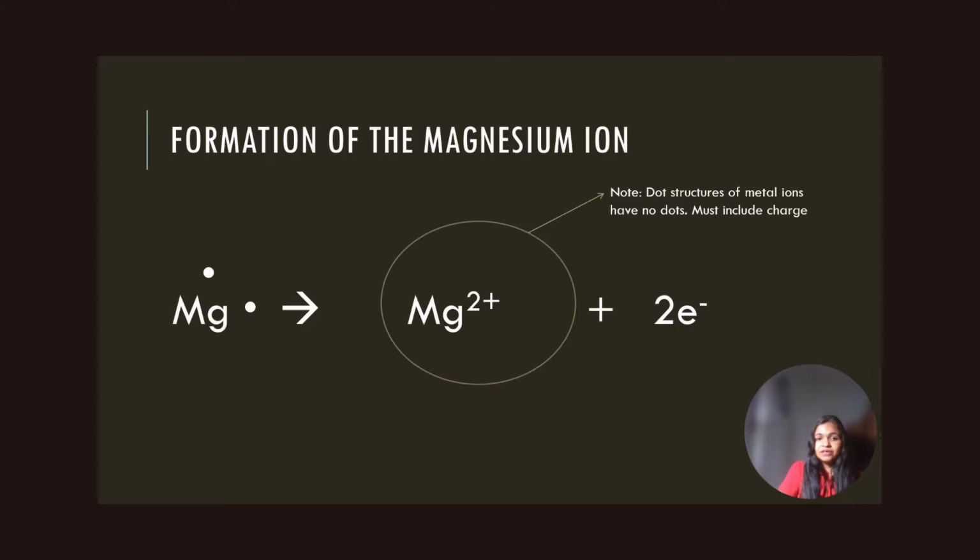All right, so magnesium is going to lose its extra 2 electrons because magnesium has 2 electrons in the outermost shell. And by losing these 2 electrons, it's going to give a stable configuration to magnesium. So, which is why magnesium is going to lose 2 electrons and will become magnesium ions.